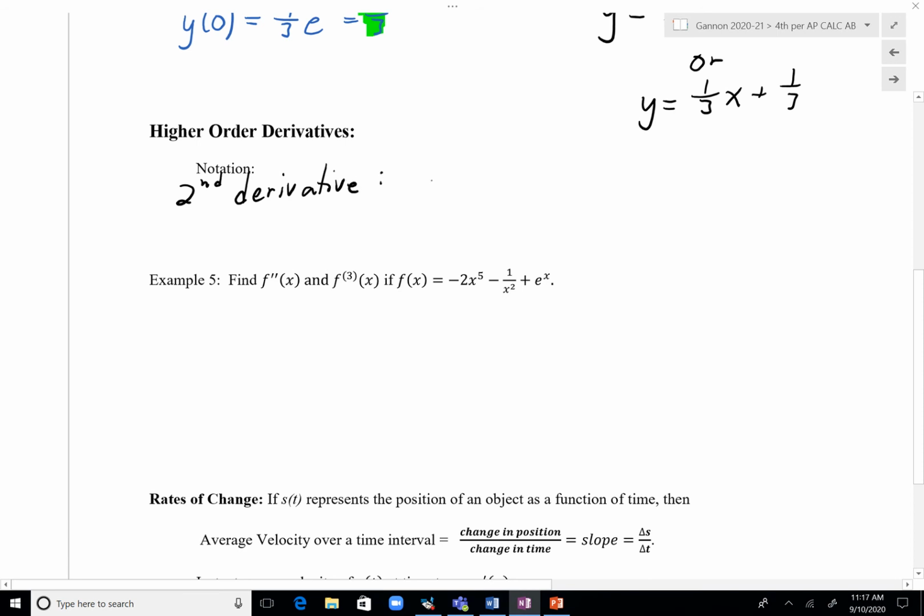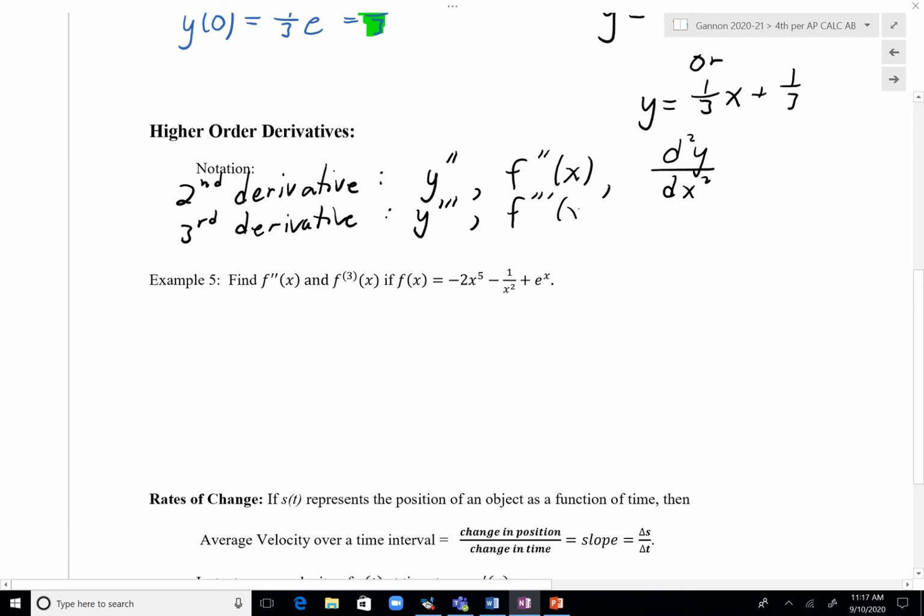The second derivative might have the notation of y double prime, or it might be f double prime of x, or it might be d squared y dx squared, which is the second derivative of y with respect to x. You're doing that twice. There's a third derivative. The third derivative could be y triple prime, f triple prime of x, and so forth. You could do it as d cubed y over dx cubed.